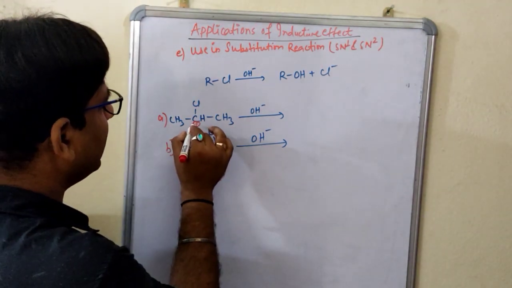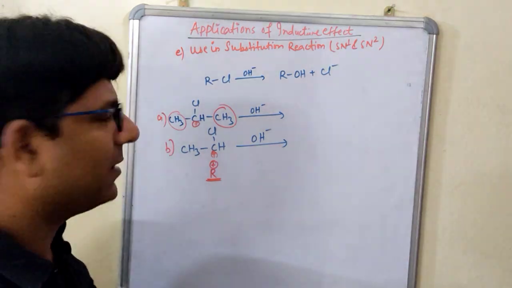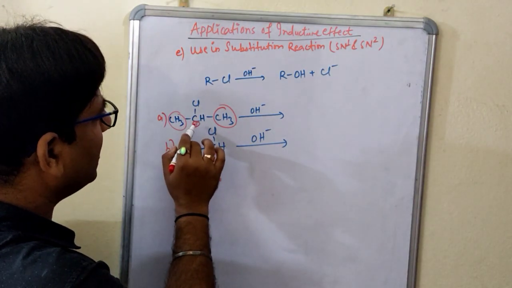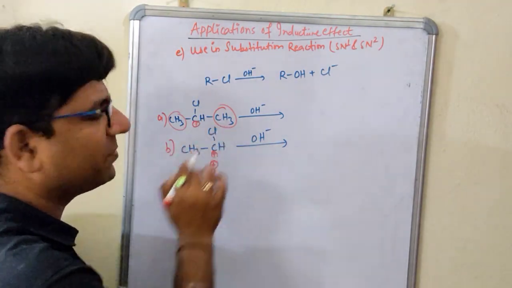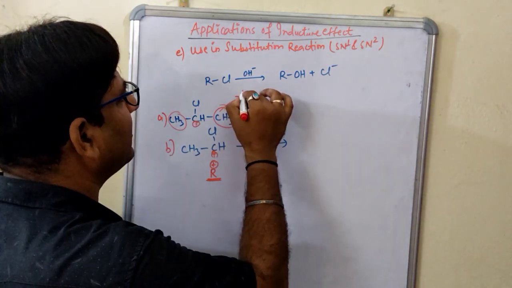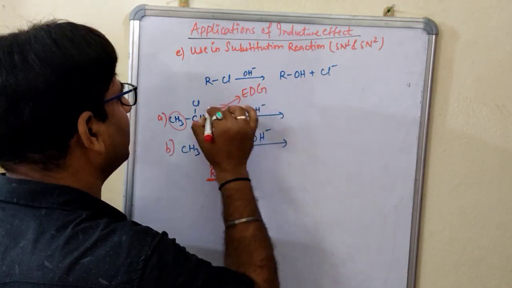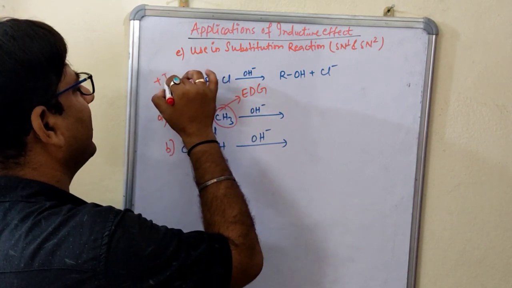Right? Now in the first case, you see here we have 1 and 2 alkyl groups, because here this is the carbon carrying the positive charge, this is the halide. Here we have 2 methyl groups. In these 2 methyl groups, what is the nature of this methyl group? That is the electron donating group. This is also an electron donating group having plus I effect.